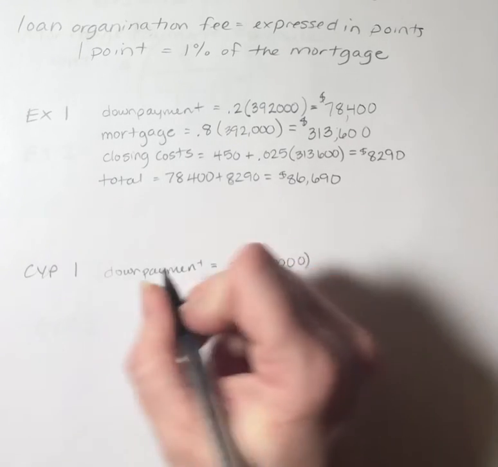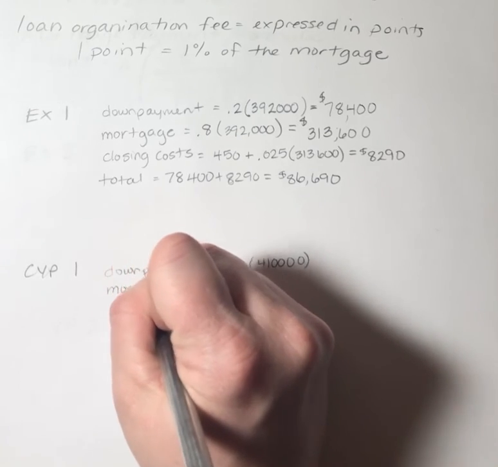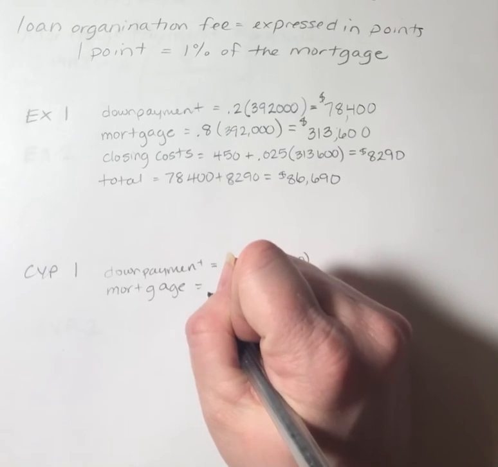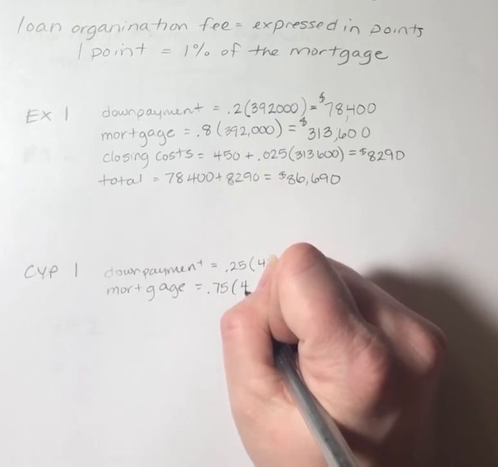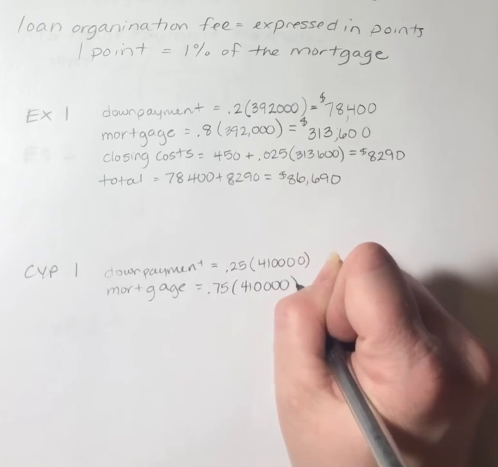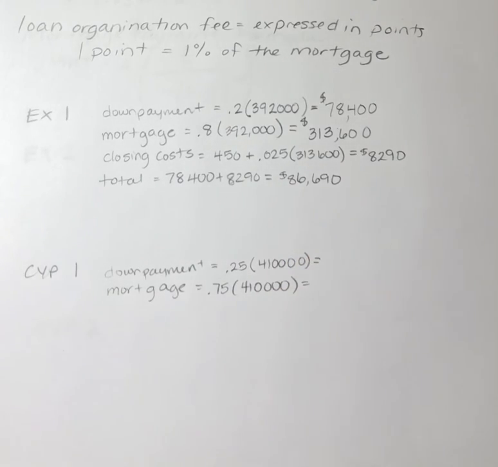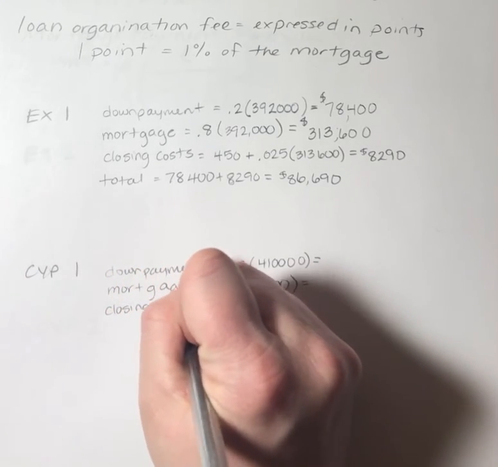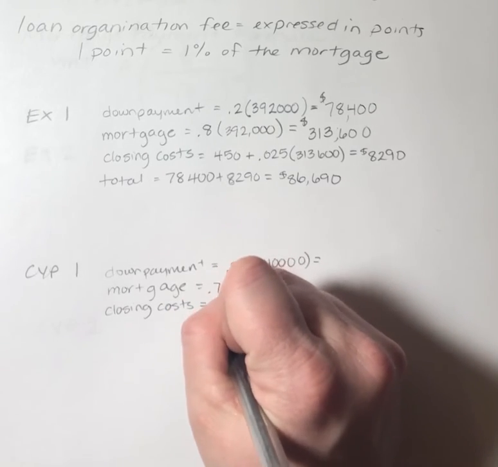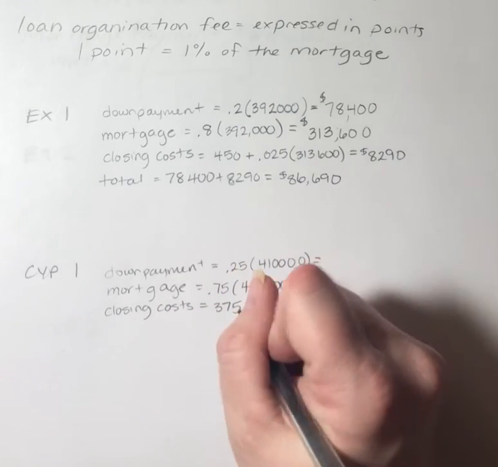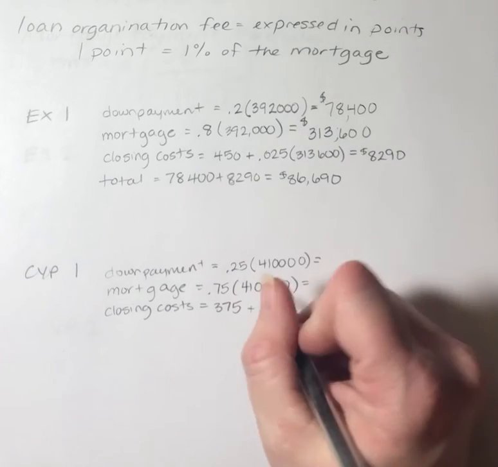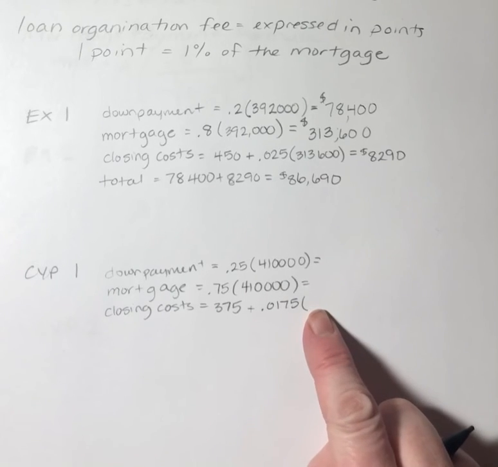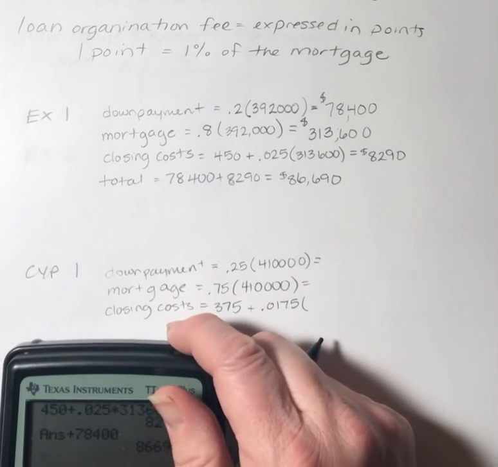And then my mortgage: if my down payment is 25%, my mortgage is 75%. And then my closing costs, I have $375 plus they have 1.75 points, so 0.0175 times, and this is where I have to do my mortgage. So now I'm going to go back and do all these calculations.